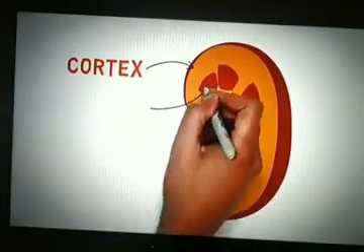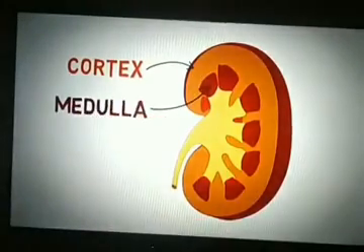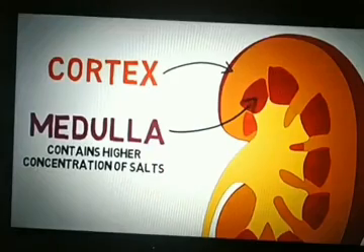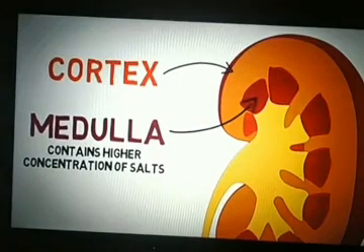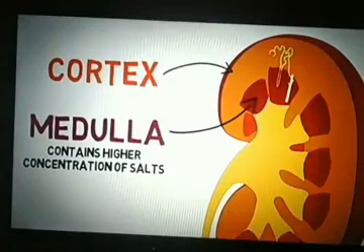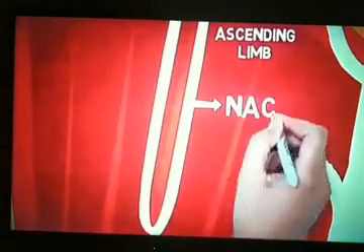This is the section of the kidney, and you can see how the structure of the kidney is divided into cortex and medulla. The inner medulla of the kidney is a very important region, as it contains a higher concentration of salts as compared to the cortex. This higher concentration of salts is made possible by the loop of Henle, which you can see here. The loop of Henle is present inside the medulla of the kidney, and the rest of the nephron is present in the cortex. The loop of Henle has a descending limb and an ascending limb.